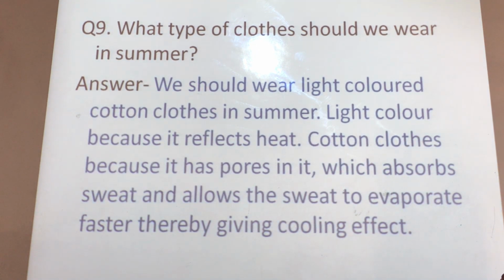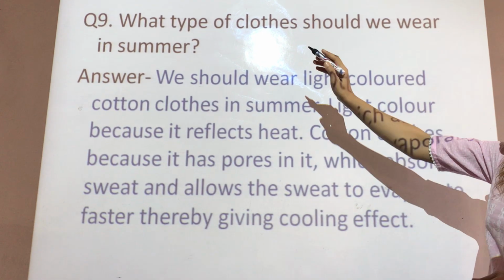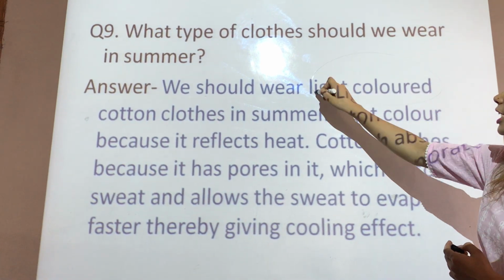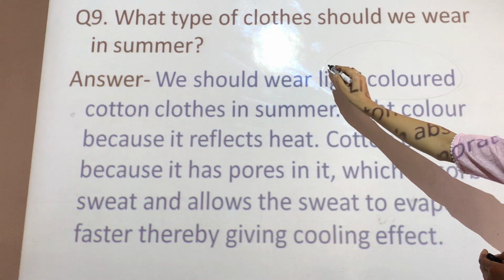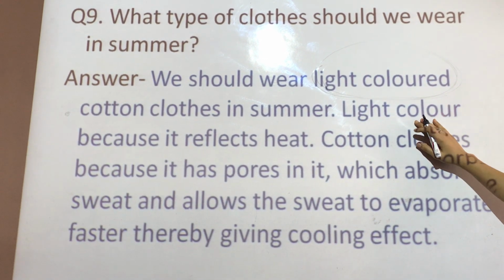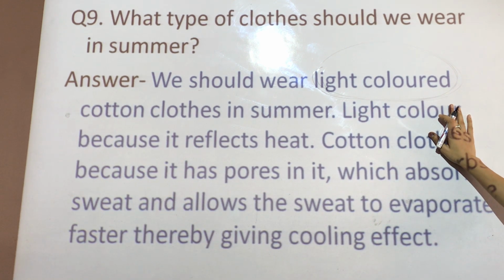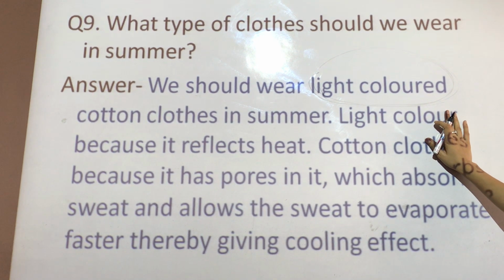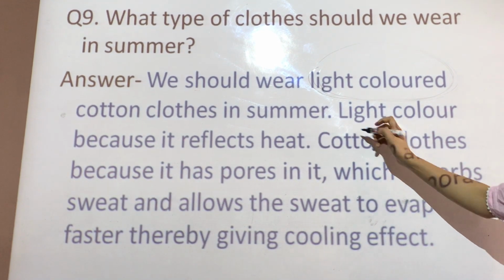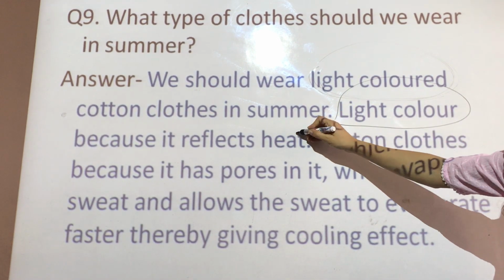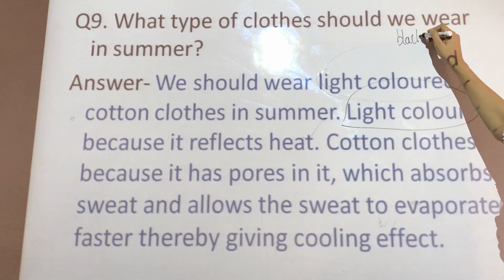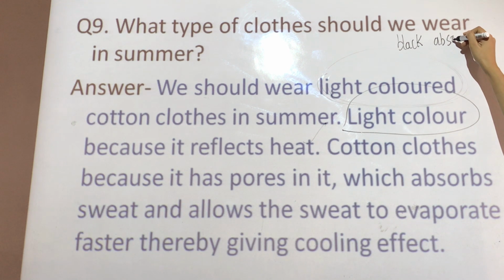Next. What type of clothes should we wear in summer? Of course, we should wear light colored clothes. Why light colored clothes? Why doesn't your mother ask you to wear black clothes in summer? Why do you prefer wearing light colors like light pink and white in summer? Because light color reflects heat, whereas black color, dark color, absorbs the heat.